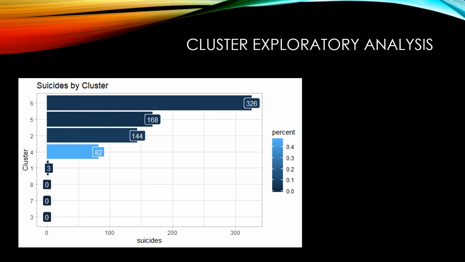Looking at the suicides by cluster, we see that cluster number 6 has the most suicide attacks. But we also know that not each one of our clusters has the same number of data points in it. So I was curious what the percentage of suicide attacks looks like, so I colored each one of those bars by the percent. And here we see that our cluster number 4, which is our deadliest cluster, not only was it the deadliest, but it also has the highest percentage of suicide attacks, sitting at just over 40% of the attacks being suicides.